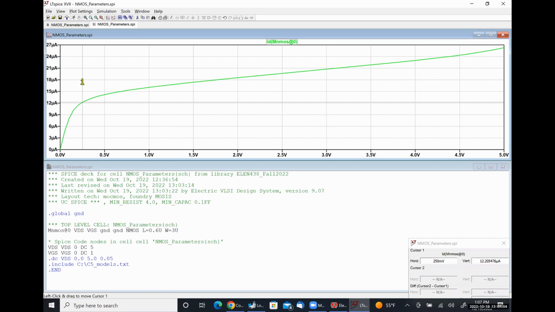Now we need to figure out what lambda is. So we just choose some point at which channel length modulation is a thing. We know what VGS is, we know what VTH is, we know what mu n Cox is, we know what W over L is. The only thing we don't know is lambda.